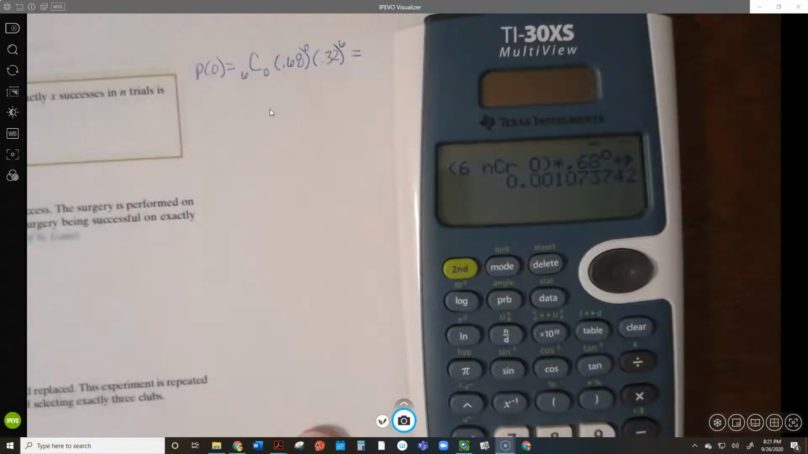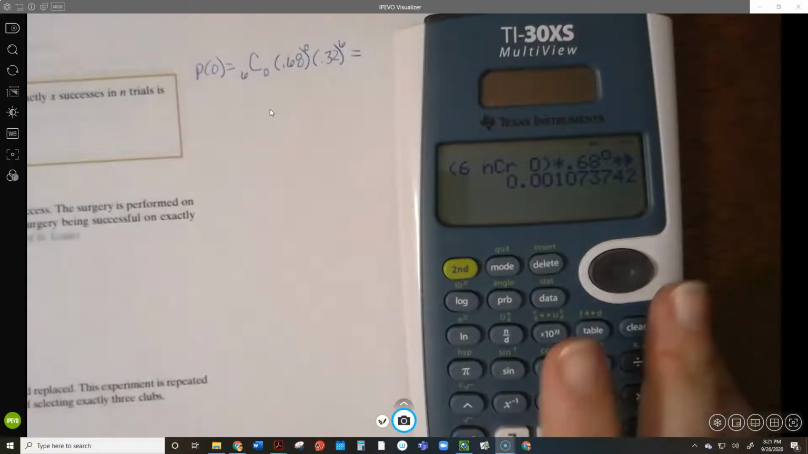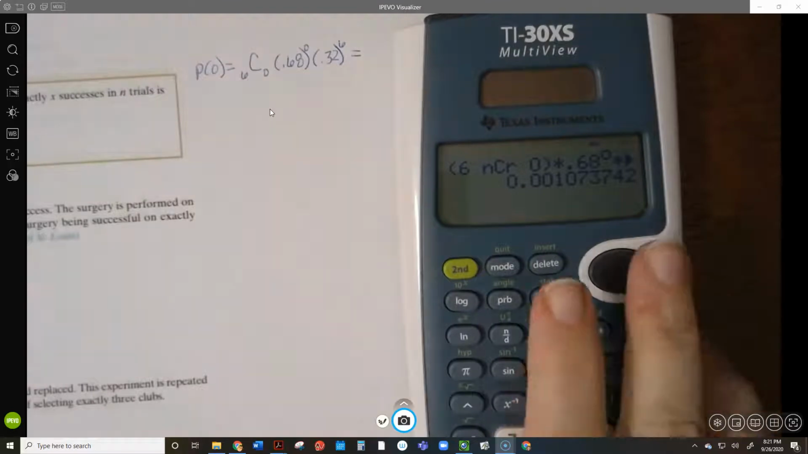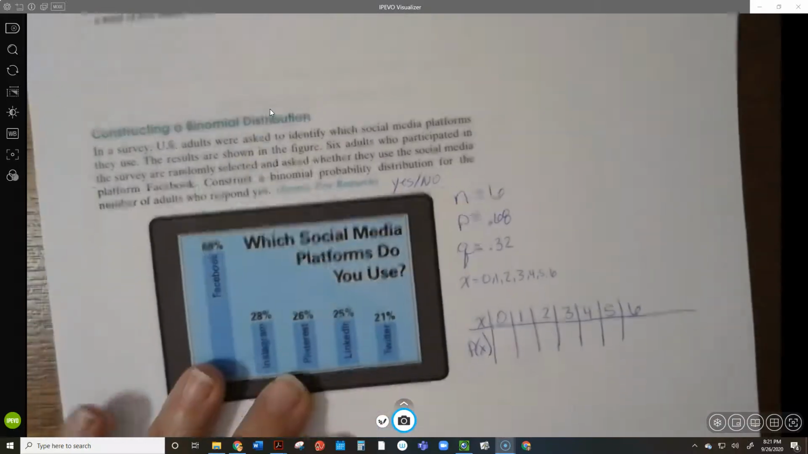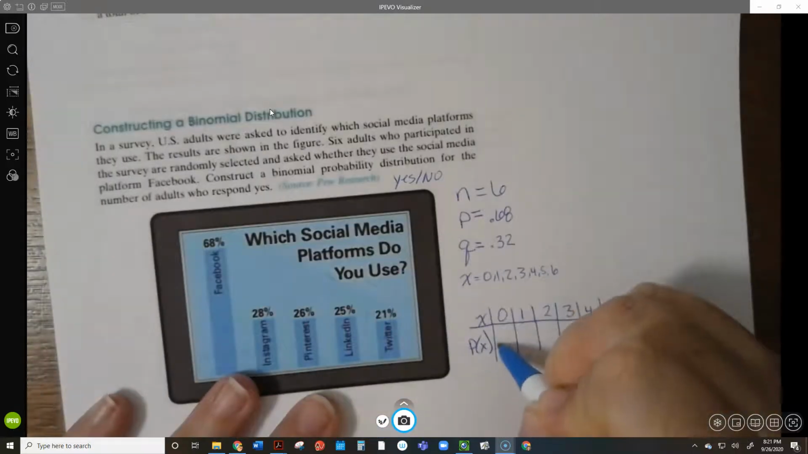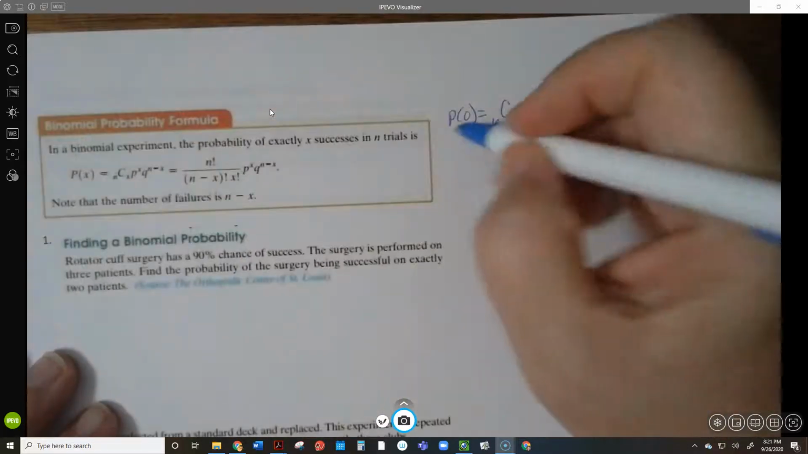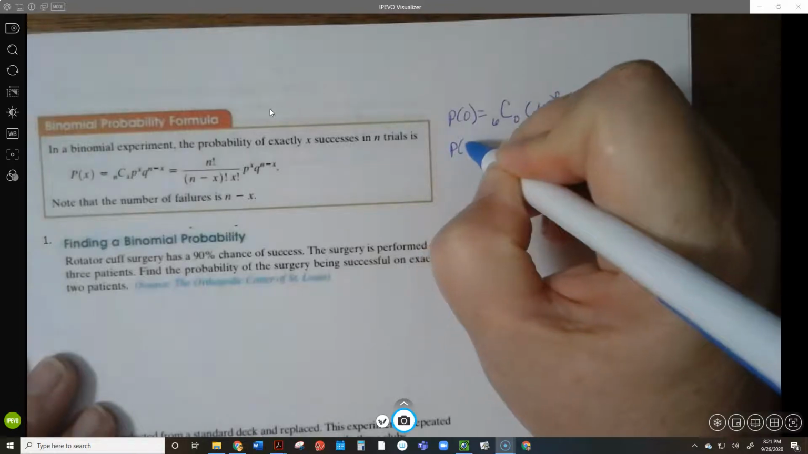And I'm going to press enter, and it gives me 0.001. It's a lot more decimals, but I round off to 3 decimal places, because with 2 decimal places I would have to write down 0, but this would be 0.001. And then to calculate 1, I'm not going to calculate all of them, but I'll calculate the next one just so you can see the pattern.